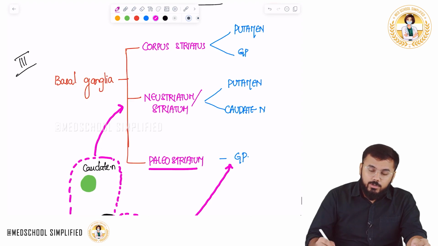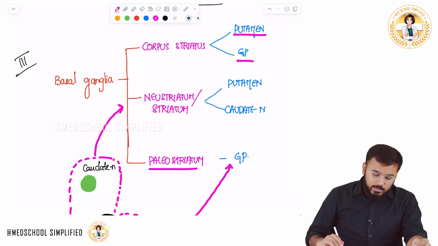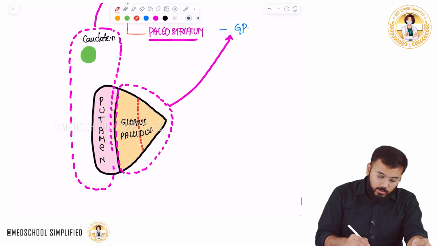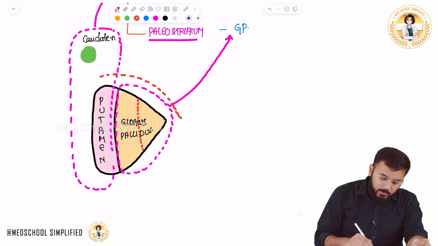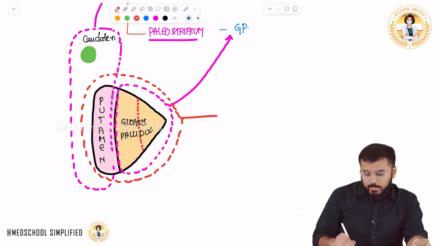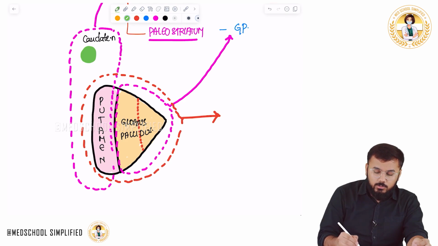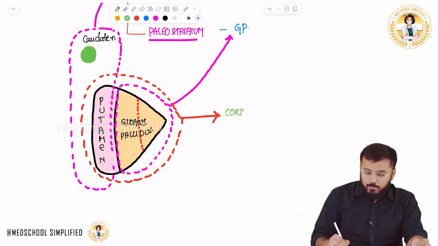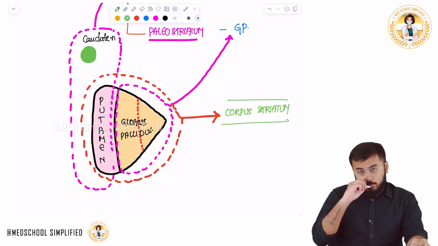And what is corpus striatum? Putamen and globus pallidus are called your corpus striatum. See, this is putamen and this is globus pallidus. See this entire part. This entire part over here is what is called your corpus striatum. So even if you remember with the help of the picture, that will be well and good.